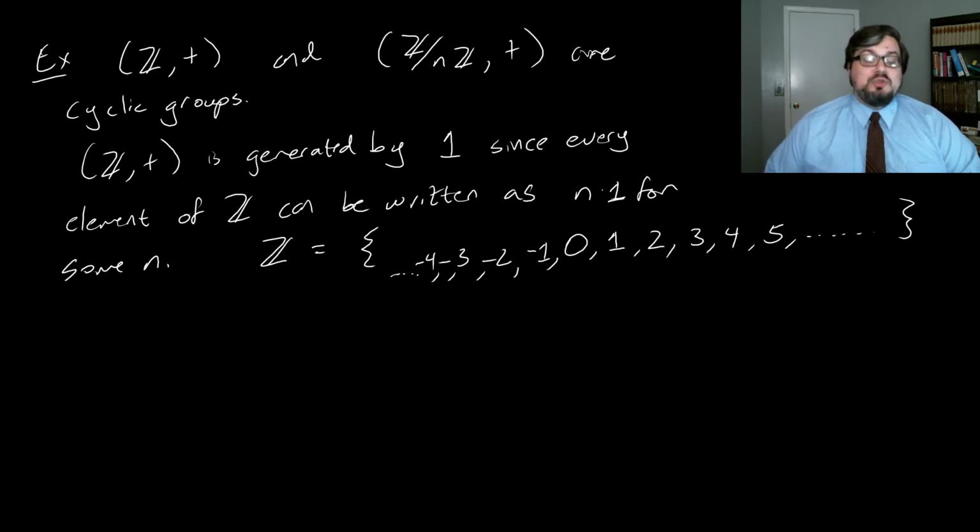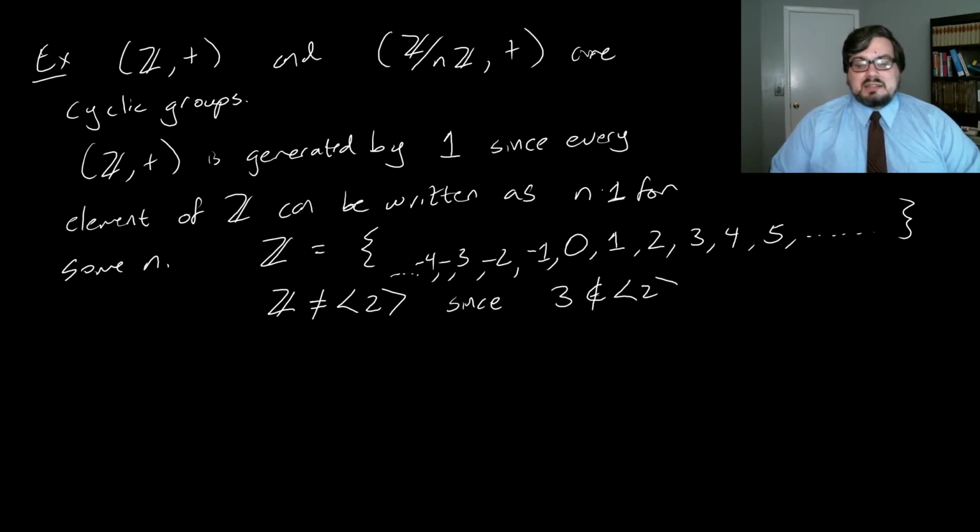So for instance, 2 is not a generator for Z. So Z is not equal to the cyclic subgroup generated by 2. And that's since, for instance, 3 is not in the cyclic subgroup generated by 2. The cyclic subgroup generated by 2 is going to be the set of all multiples of 2, or in other words, all the even numbers, which is not all integers. And in particular, the cyclic subgroup generated by n is going to be the set of all multiples of n.